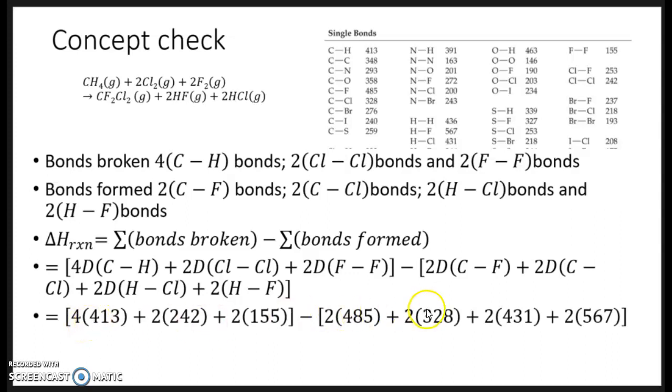So we slot in our values from the table. CH is 413, ClCl is, where's ClCl? It's somewhere hidden. So this is Cl–Cl, that's 242. We calculate everything and arrive at minus 117 kilojoules. So that's it.